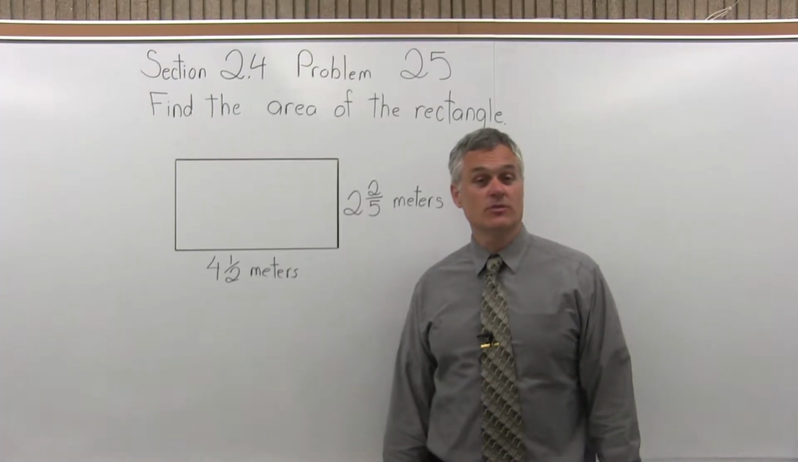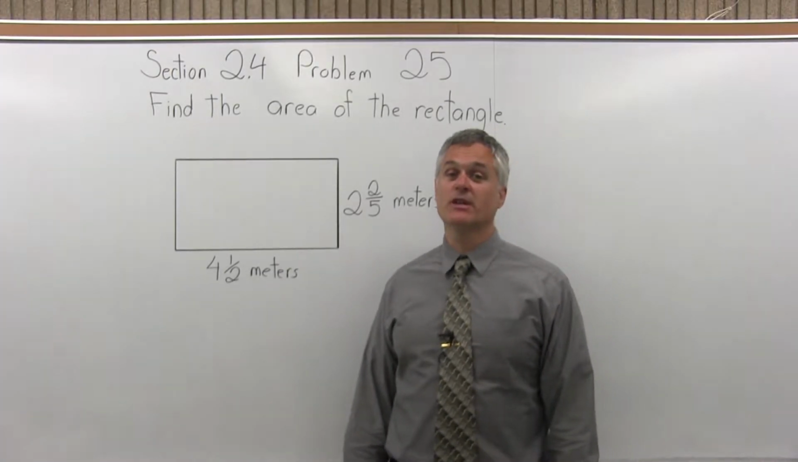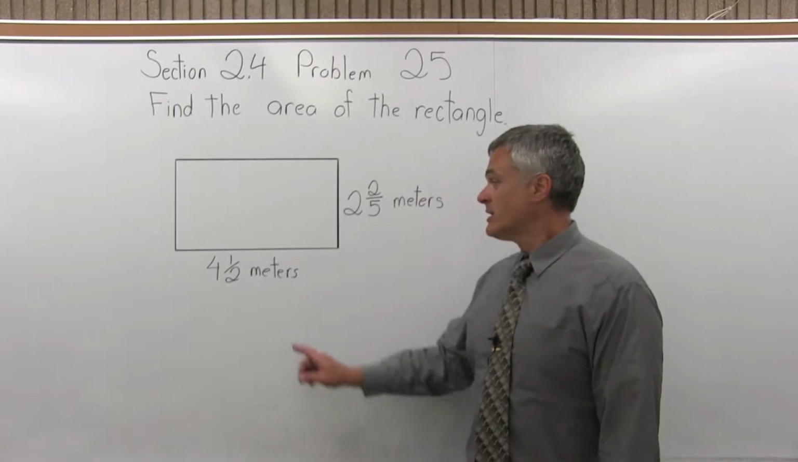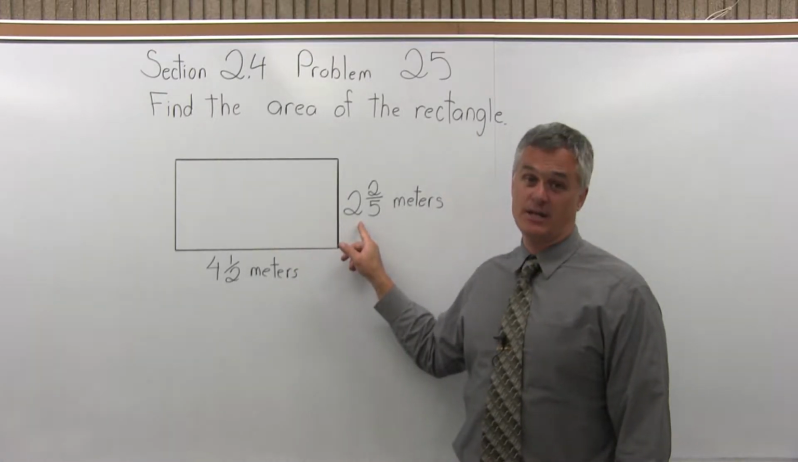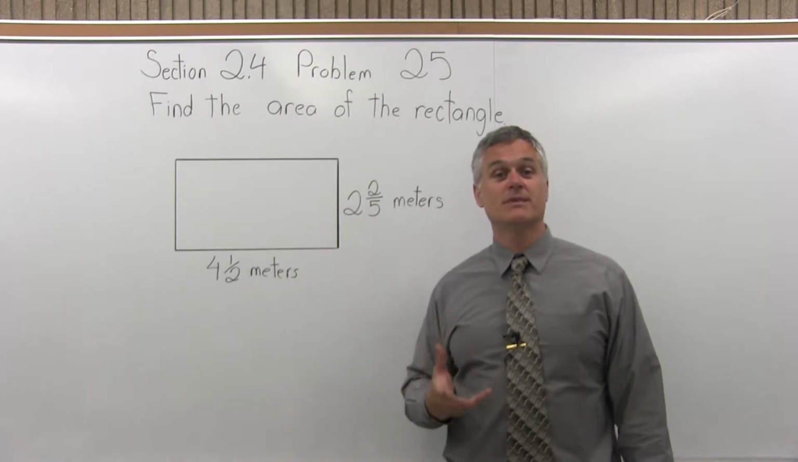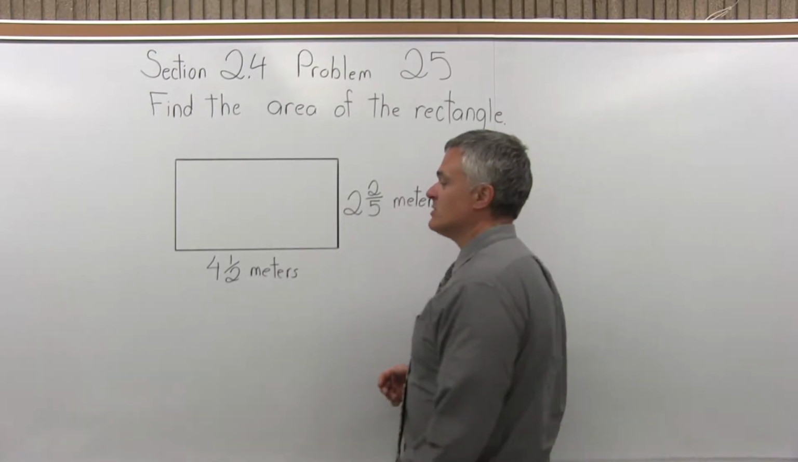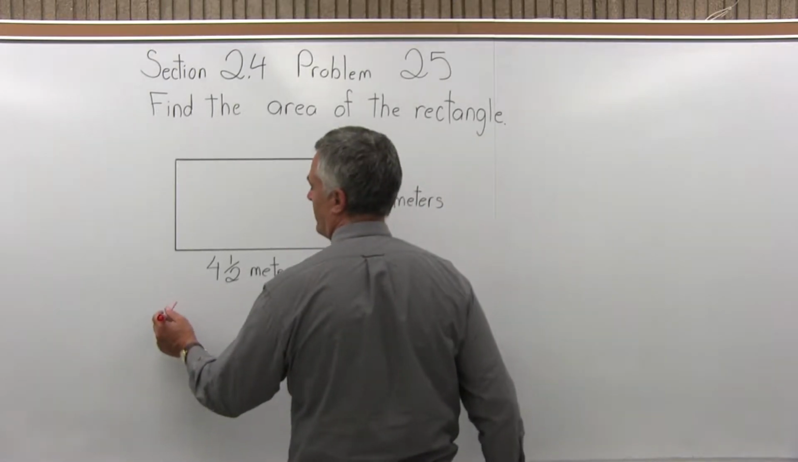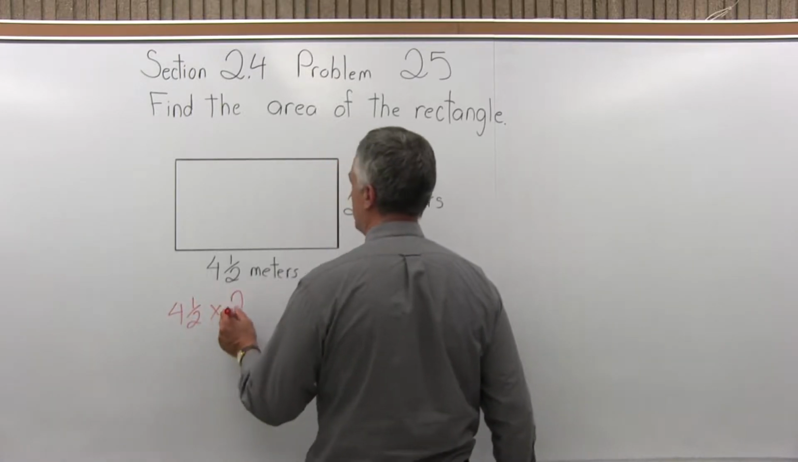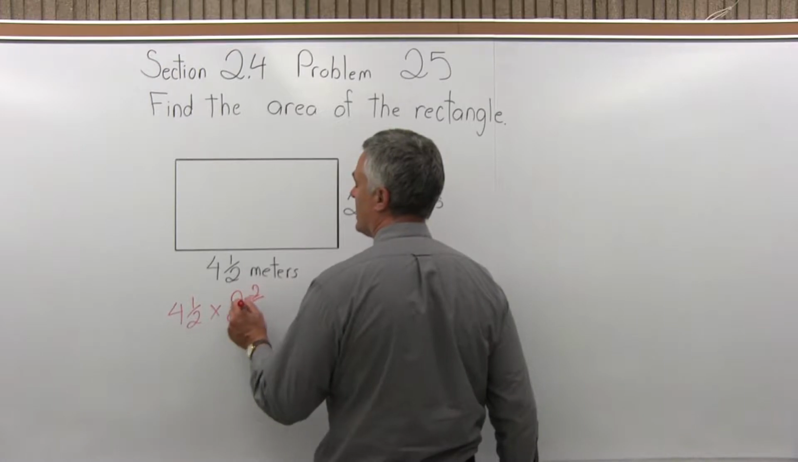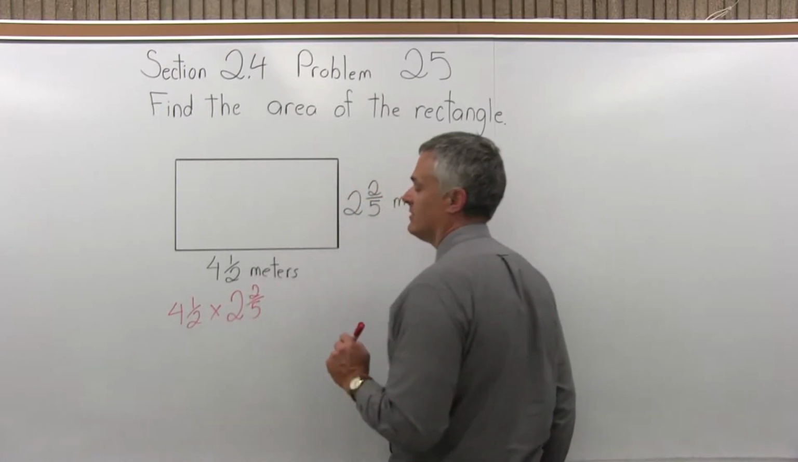This is Section 2.4, Problem 25. It says find the area of the rectangle. And we have a rectangle that's 4 1/2 meters across the bottom and 2 2/5 meters high. So if you remember, the area is the base times the height. So for base times height, we have 4 1/2 for the base times 2 2/5 for the height.